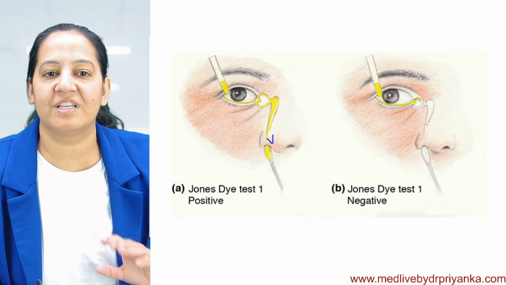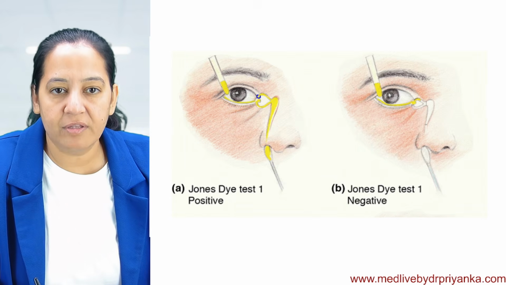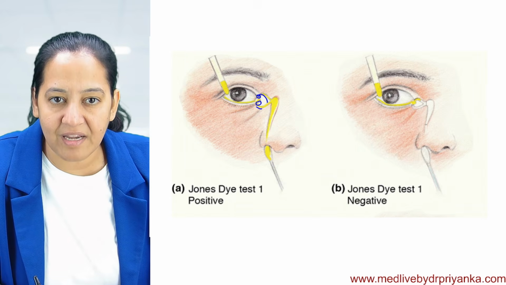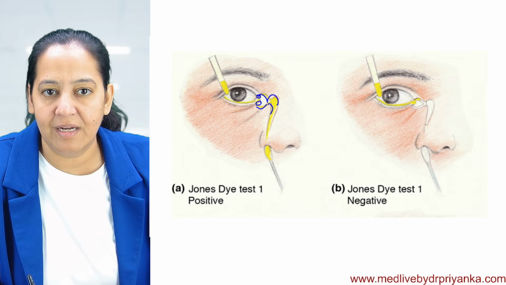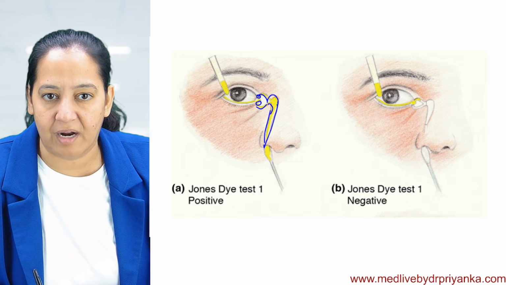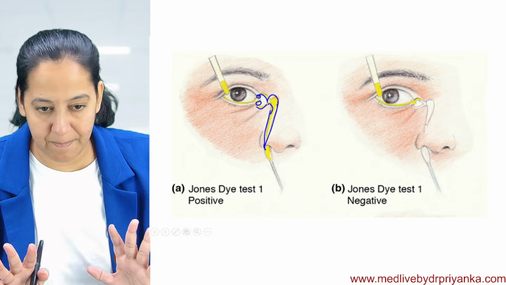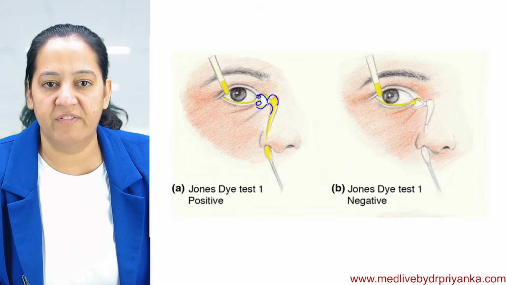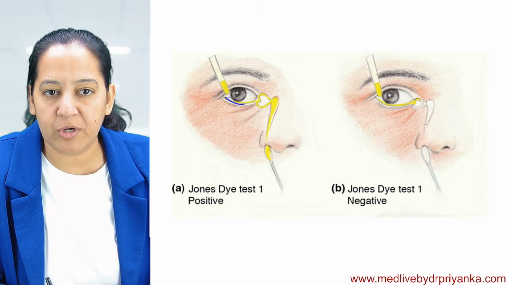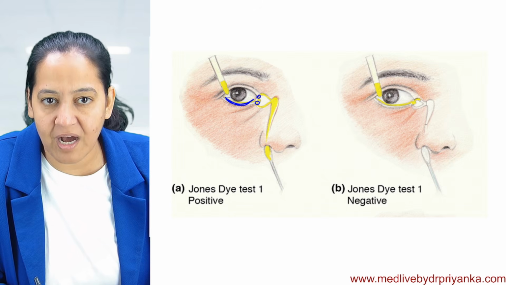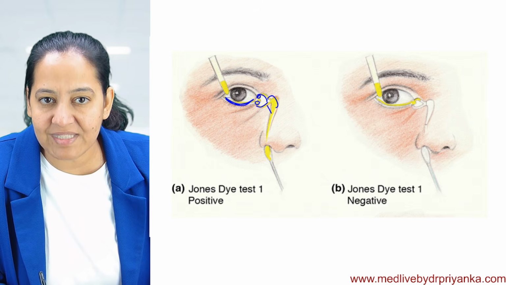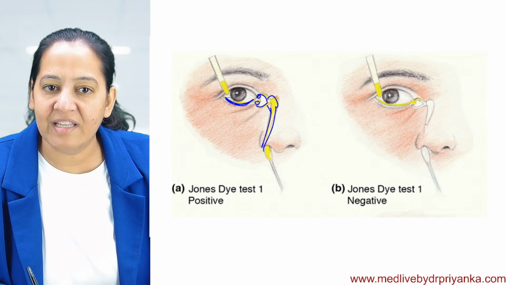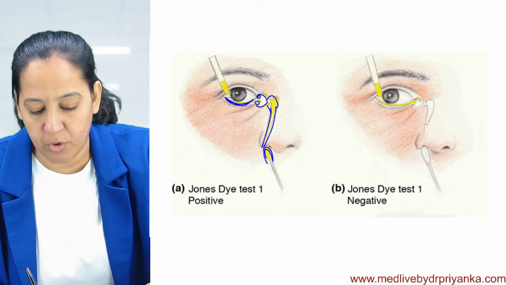Okay, what is the normal passage? Normal passage, first of all, there are puncta. Then puncta lead to canaliculi. Canaliculi lead to sac, nasolacrimal sac, and it leads to nasolacrimal duct. Okay, this is the normal passage if it is completely open. So whatever dye we are putting here, few drops, they will go in the puncta, they will go in the canaliculi, they will go in the sac, and from the sac, they will come in the duct, and they will stain the cotton bud we are putting here.